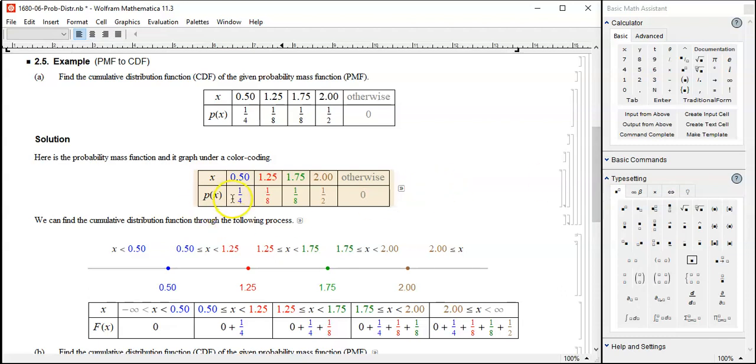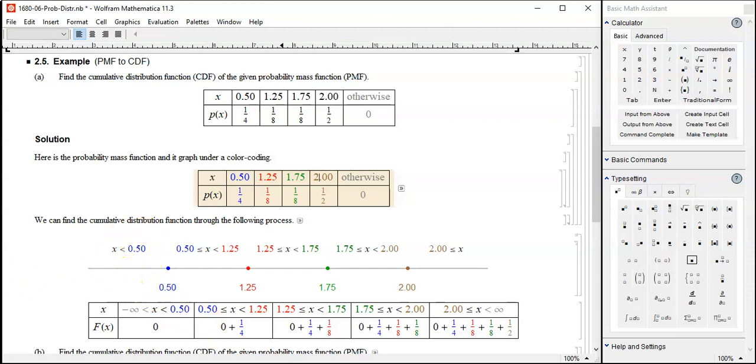And then look at these four masses, 0.5, 1.25, 1.75, and 2.0. Those four masses represent 4 points in a number line, as you can see here, blue, red, green, and brown. And those 4 points divide the number line in 5 pieces, 5 intervals. Less than the first, between the first and second, between the second and third, and so on. And at each interval, we need probability. We need accumulated probabilities, or cumulative probability.